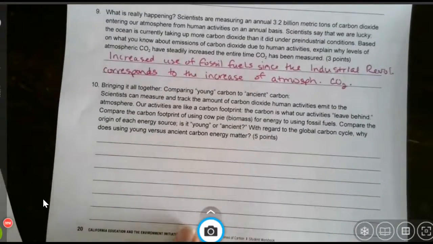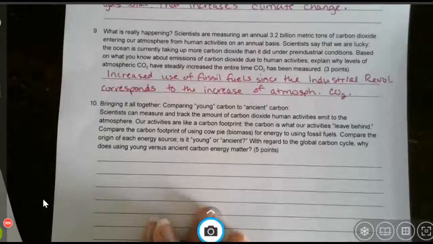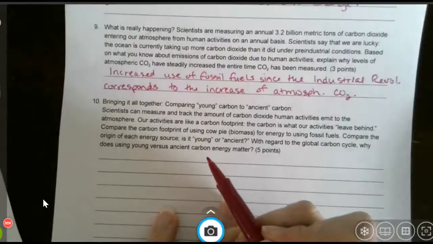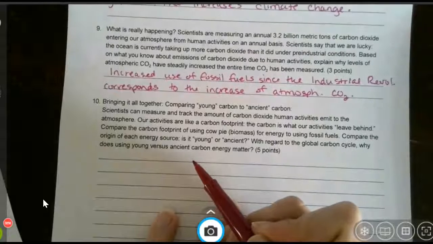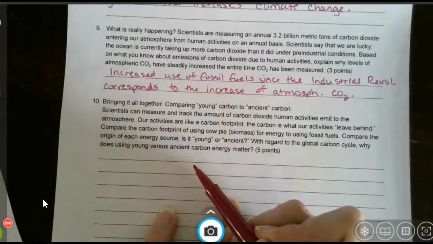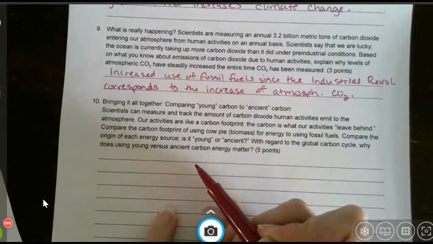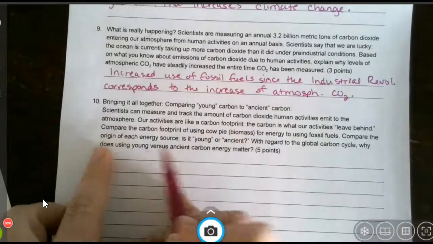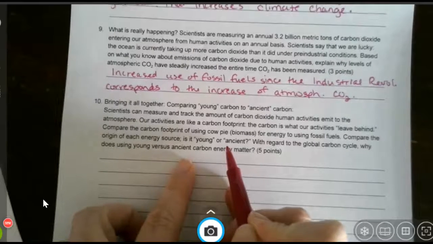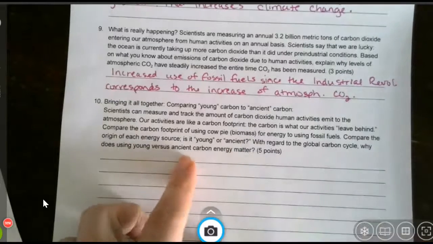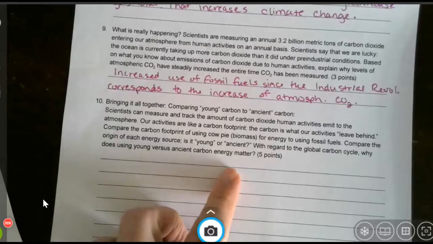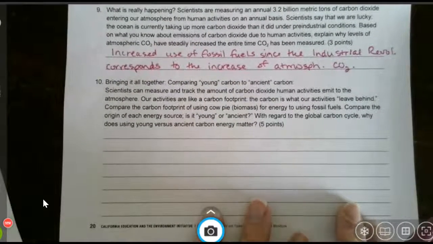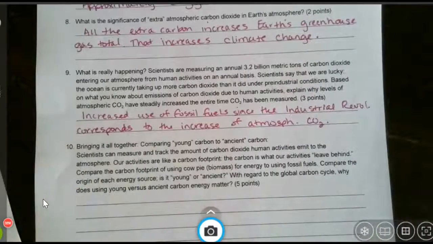Okay, and then number 10, bringing it all together. We're going to compare young carbon to ancient carbon. So scientists can measure and track the amount of carbon dioxide human activities emit to the atmosphere. Our activities are like a carbon footprint. The carbon is what our activities leave behind. Compare the carbon footprint of using cow pies, as biomass for energy, to using fossil fuels. Compare the origin of each energy source. Is it young or ancient? And with regards to the global carbon cycle, why does using young versus ancient carbon energy matter? Okay, so I'm not going to write this one out because this is a long one, and I want you guys to do some of your own thinking on this. But I would like to discuss a little bit about it.